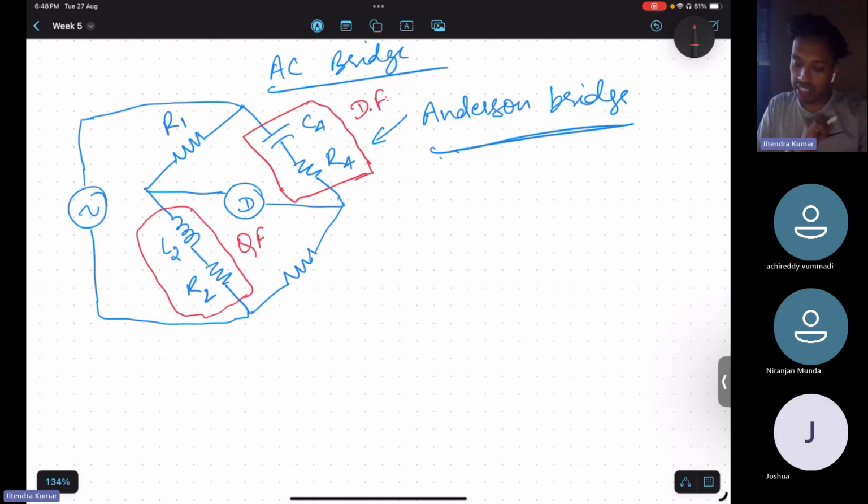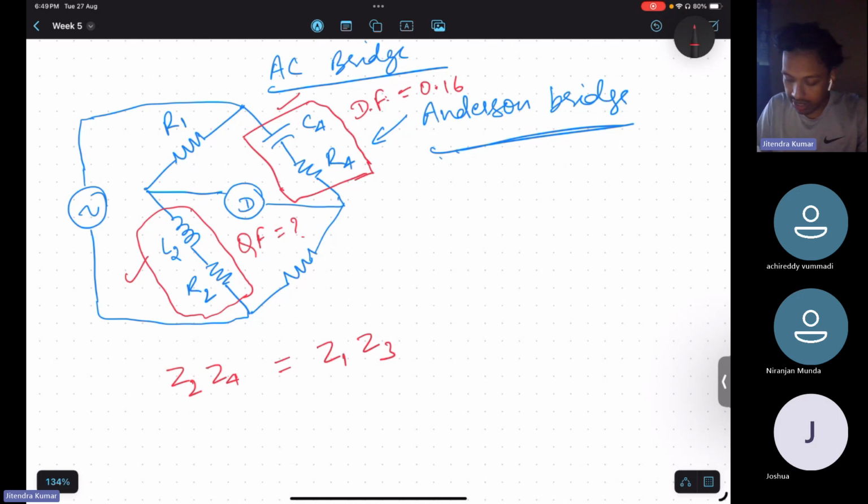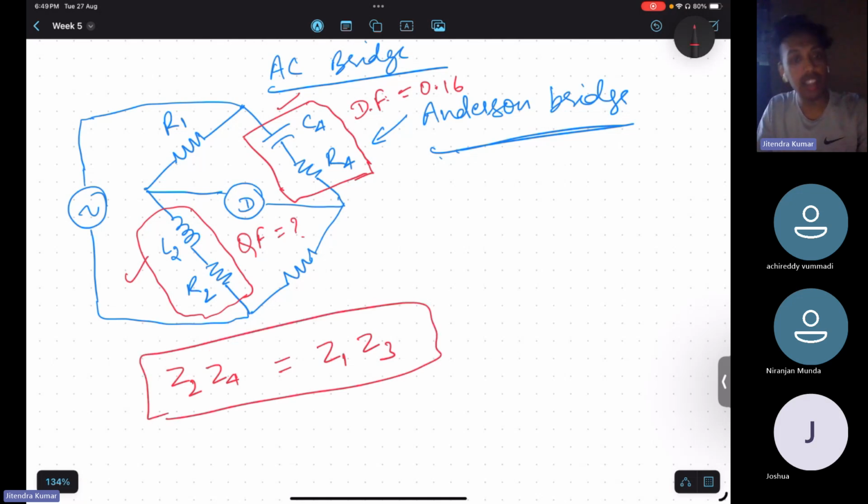What is given in this problem is that the dissipation factor is 0.16, and we need to find out the quality factor. So what should be the most efficient way to calculate it here? Find the relationship between this branch and this branch directly. We know that Z2 Z4 will be equal to Z1 Z3. This equation has two components: one is magnitude, the other is angle. Or in the Cartesian way, you will have real and imaginary terms, which will be a bit hectic.